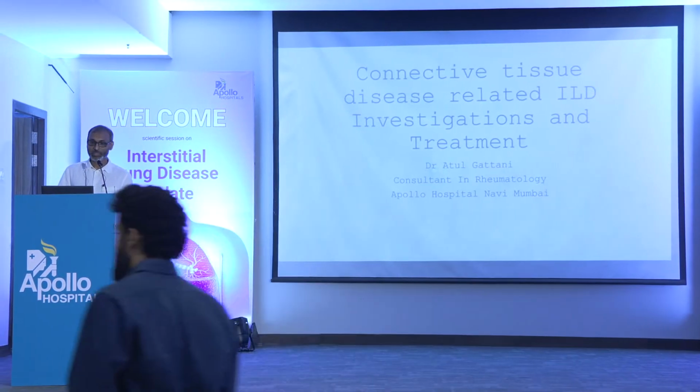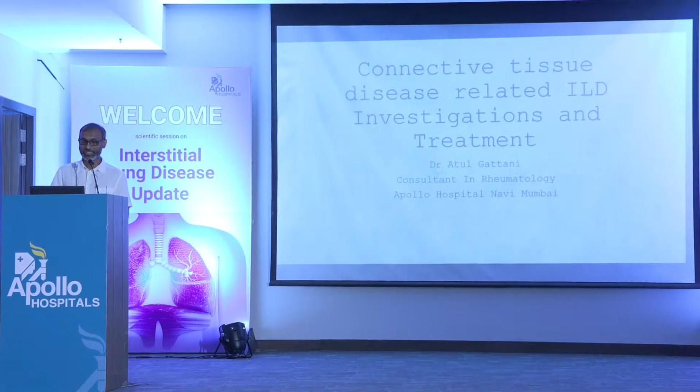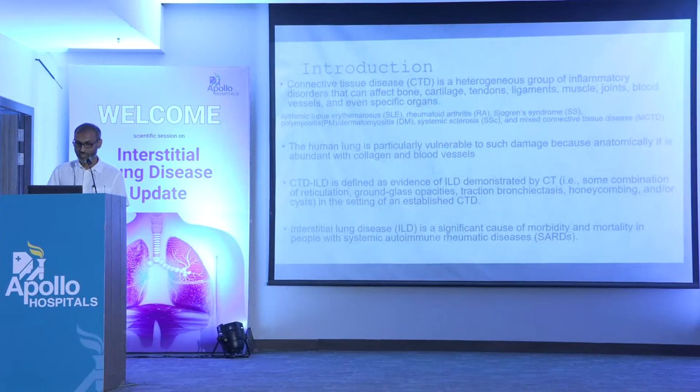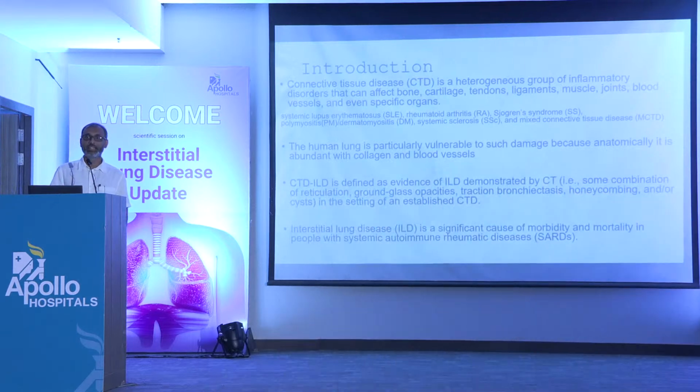So the topic given to me is connective tissue disease related interstitial lung disease, focus on investigations and treatment. So coming to connective tissue disease. Connective tissue disease is basically a heterogeneous group of inflammatory diseases, and it can involve joints, tendons, ligaments, muscles, and also specific organs. Systemic lupus erythematosus, rheumatoid arthritis, scleroderma are types of connective tissue diseases.